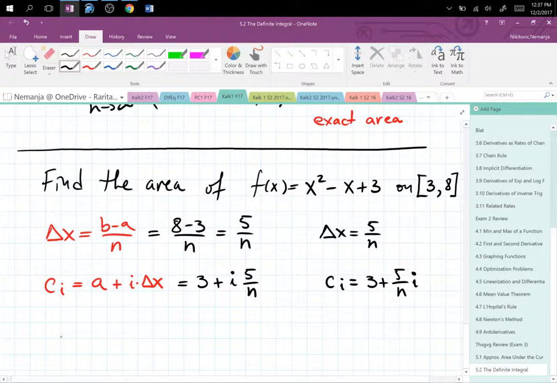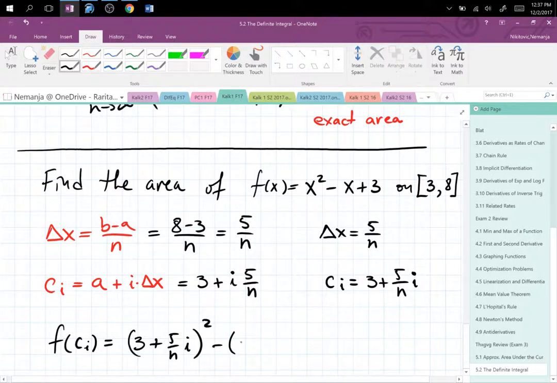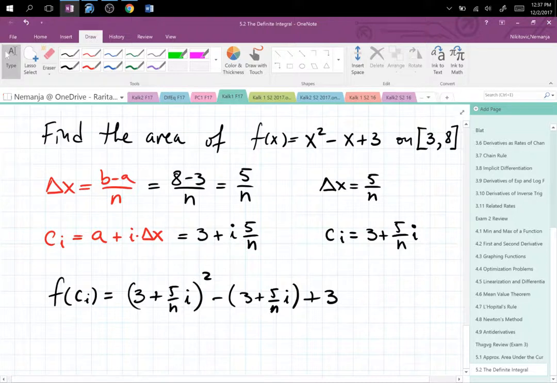And then we need to compute f of Ci. Well, f is given as x squared minus x plus 3. So the Ci goes for each x. So I have (3 plus 5i over n) squared minus (3 plus 5i over n) plus 3. Well, there is some algebra to be done here. Lots of it, right? Lots and lots of it.